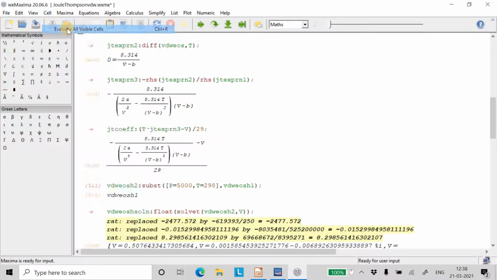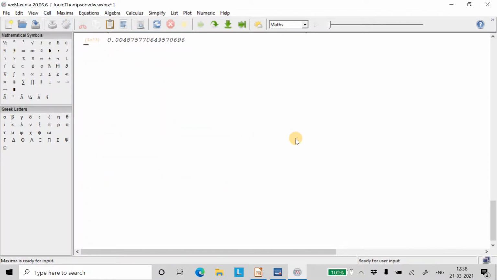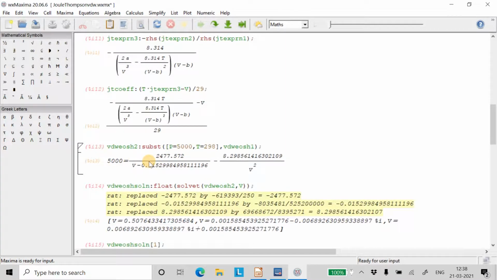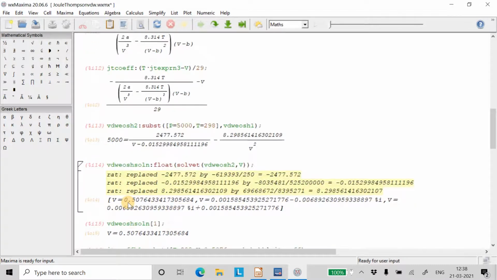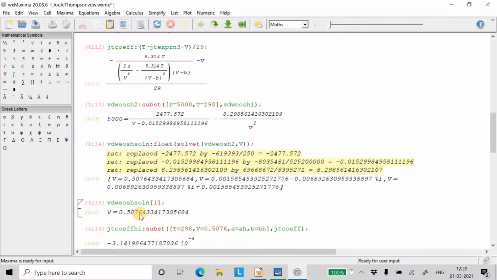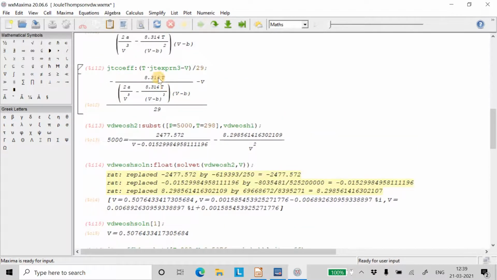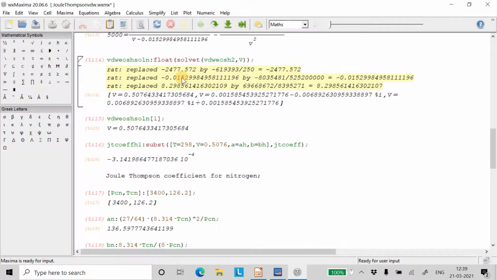So let's run this. Now we go back. So this is the expression for the Joule-Thomson coefficient. Now for a pressure of 50 bar and 298 Kelvin, we calculate the volume of hydrogen. 0.5076 is the volume, so I have made a note here. Now I replace the volume, the temperature, the A and the B in the Joule-Thomson coefficient expression, and I calculate it. And what do I get? It is minus 3.14 into 10 raised to minus 4.